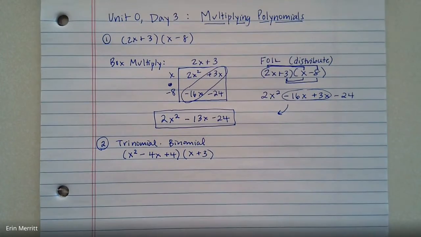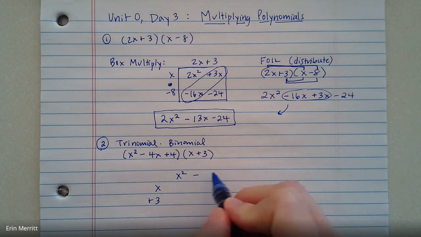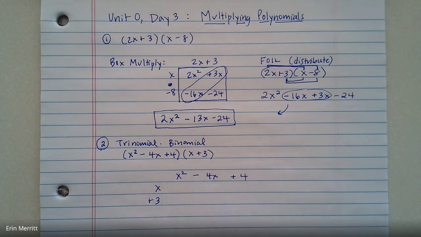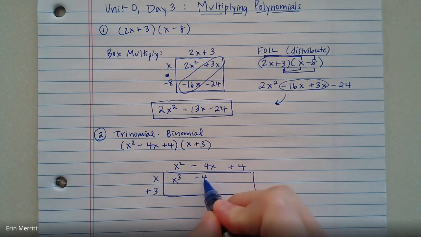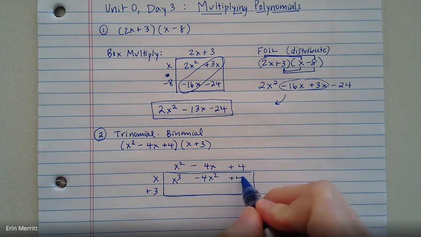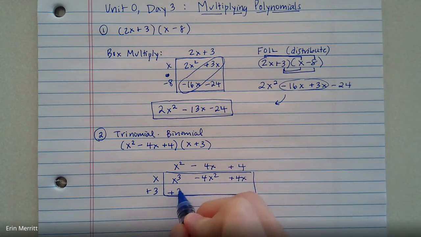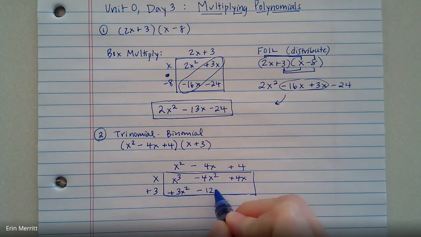Right? I tend to like whatever is the smaller polynomial on the left, but it does not actually matter. So down the left side, I'm going to do x and then plus 3 here. And then along the top, x squared minus 4x plus 4. I do think box multiplication is a smart way to go in this case, just because with so many terms to multiply together, then we don't miss anything. So x cubed minus 4x squared plus 4x plus 3x squared minus 12x and plus 12. And then you're just combining any like terms that we can.